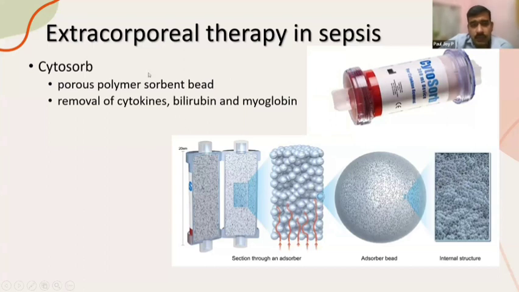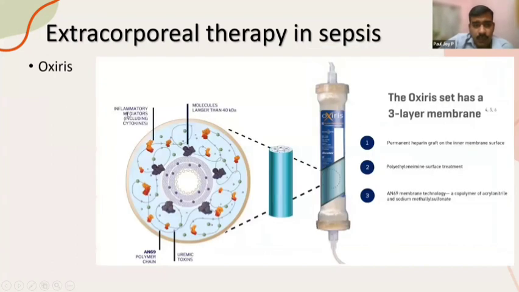So, CytoSorb is one such hemofilter used. It consists of porous polymer beads and helps in the removal of cytokines, bilirubin, and myoglobin. And oXiris has a three-layer membrane. It has an AN69 membrane, and it absorbs both the cytokines and endotoxins.